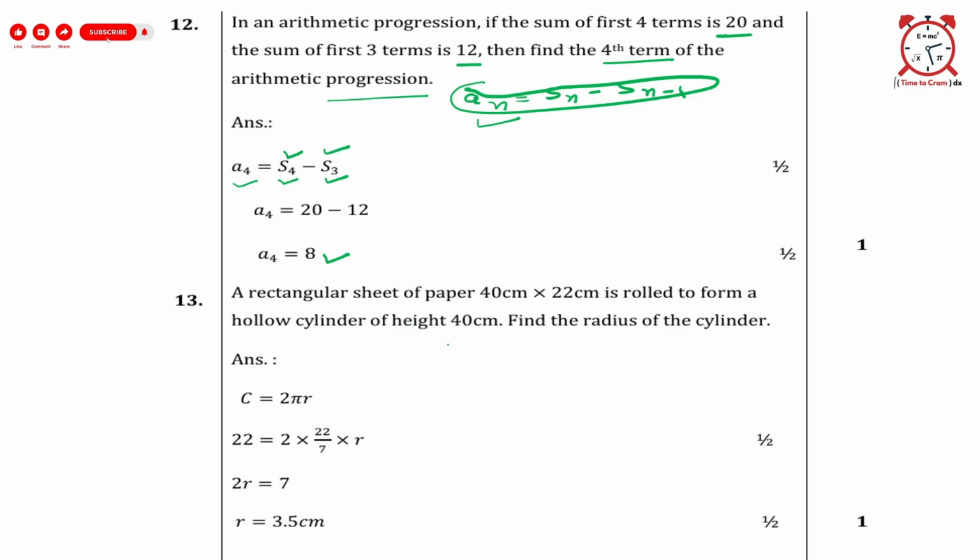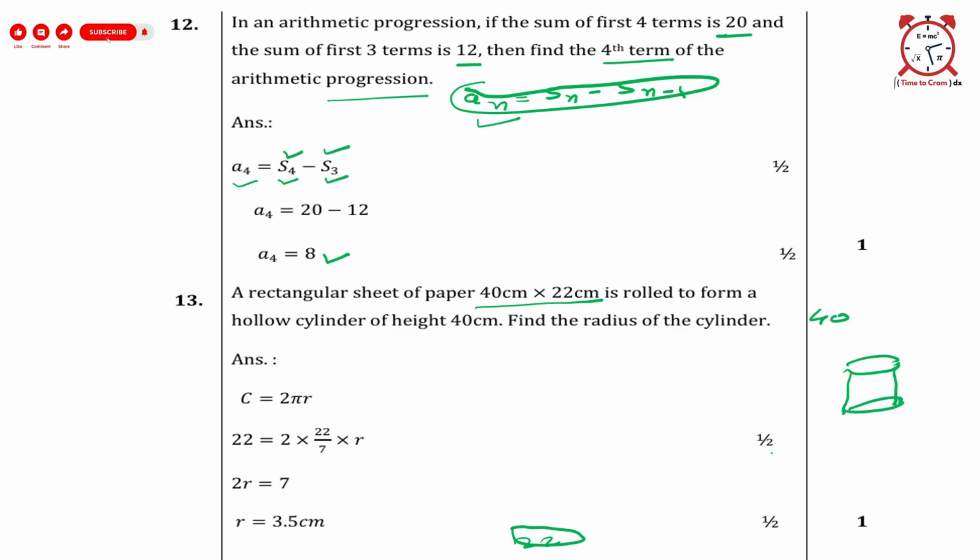Now a rectangular sheet of paper 40 centimeter and 22 centimeter is rolled to form a hollow cylinder of height 40 centimeter. Find the radius of the cylinder. I am giving this example. Here you can see this example. Height is 40 centimeter. Suppose the height of the rectangle is 40 centimeter, and its breadth is 22 centimeter. So we are rolling the cylinder from this breadth. So this breadth becomes the circumference here, because if we roll the cylinder, that cylinder would be in that way.